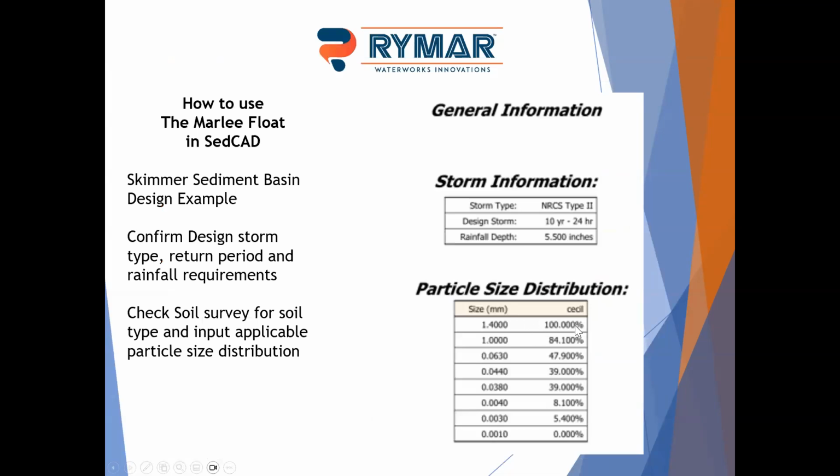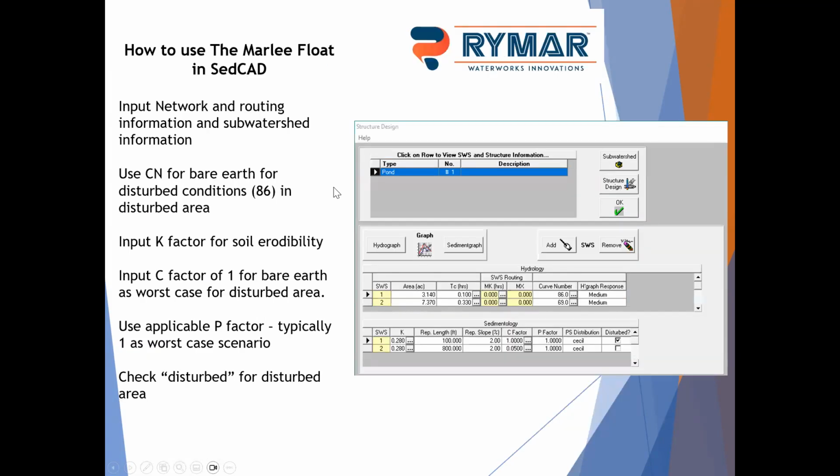For the particle size distribution, you fill in that table with the particle size information. And again, you've got your storm information here. Then you're going to input your network and routing information and your subwatershed information. In this case, we've got subwatershed 1, that's our disturbed area, 3.1 acres, and subwatershed 2, 7.37 acres, that's undisturbed. You've got your time of concentration here.